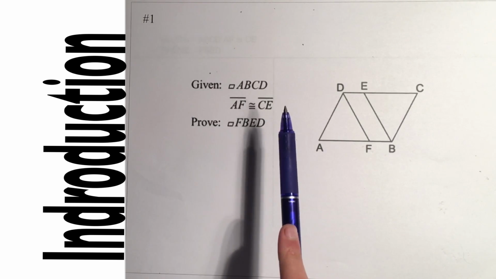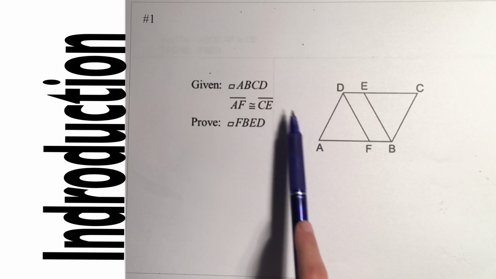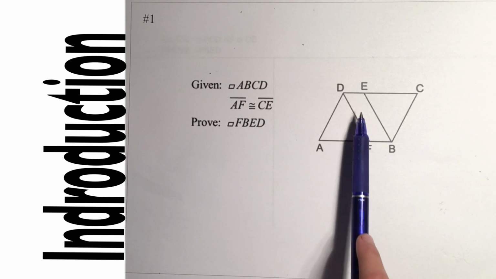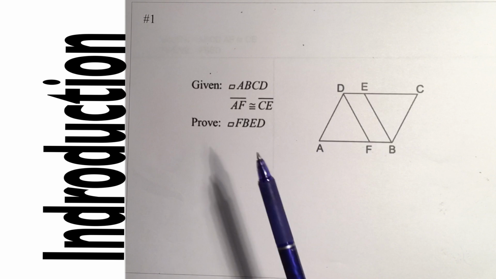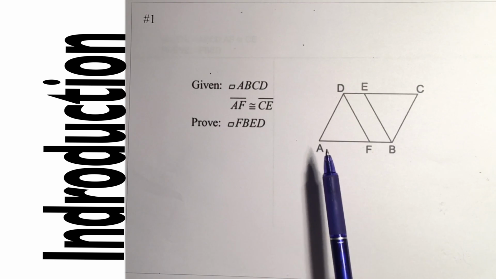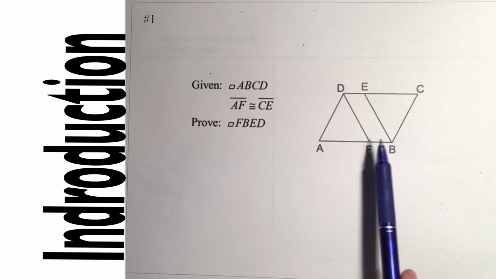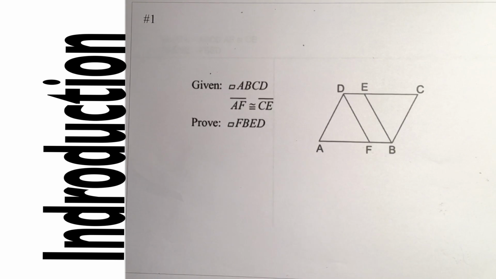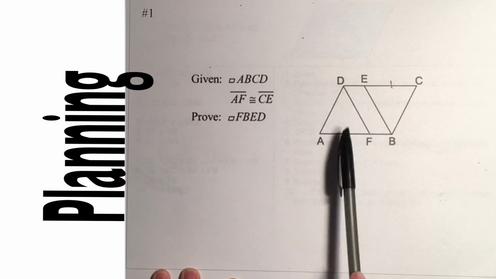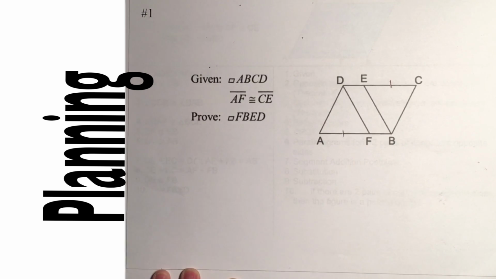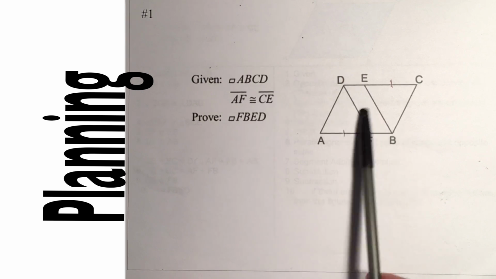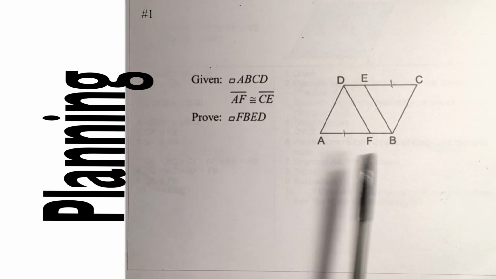Our given is that there's a parallelogram ABCD, and that AF is congruent to CE. Now we have to prove that these two lines in the middle make a parallelogram FBED. Okay, let's get to it. We're going to use these sides to prove opposite congruent angles and opposite congruent sides so that we can prove that this is a parallelogram.